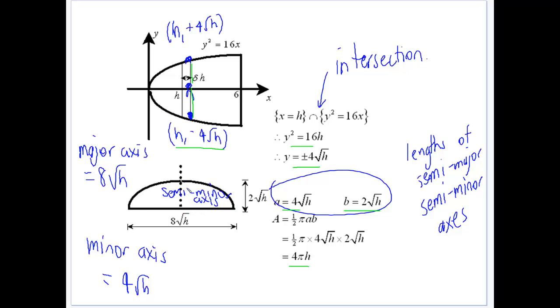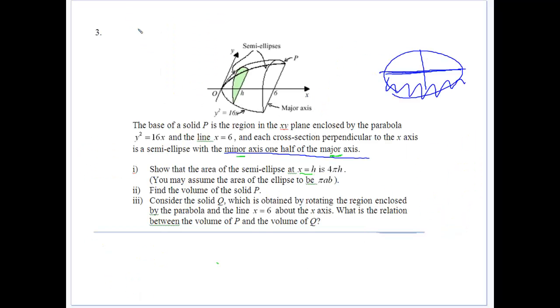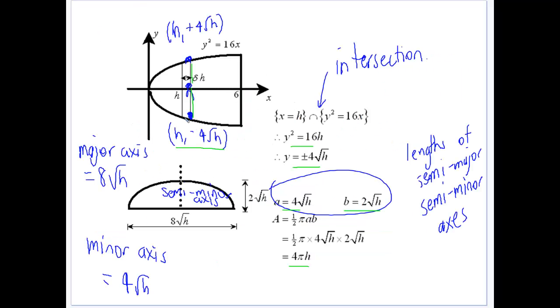We're told that the minor axis is 1/2 the major axis. So the minor axis would have been 4 root h, so the semi-minor axis is 2 root h. A gives us the length of our semi-major axis, and B the length of our semi-minor axis. We sub those in, and we get 4 pi h as our cross-sectional area.